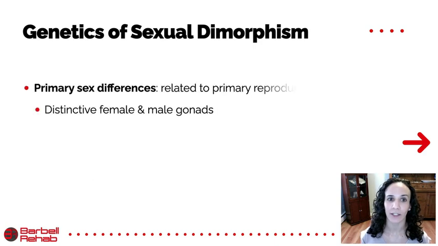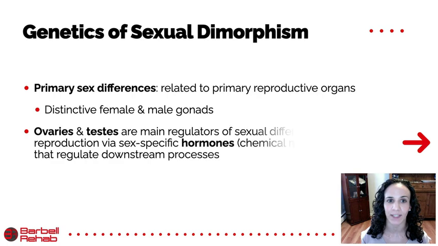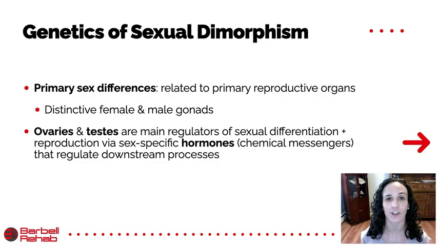Moving on from there, we'll have primary sex differences, and that's related to these primary reproductive organs, the distinctive female and male gonads, or the ovaries and testes. Those will then become the main regulators of sexual differentiation via sex-specific hormones that will regulate downstream developmental processes. Those hormones are going to be controlled by the hypothalamus, and we'll dive into that a little bit more in the next mini lesson.